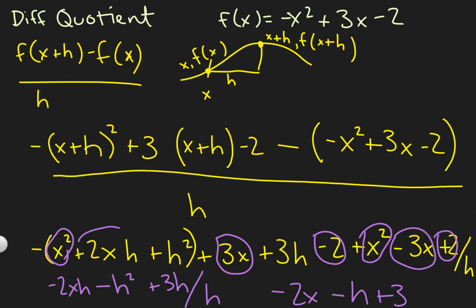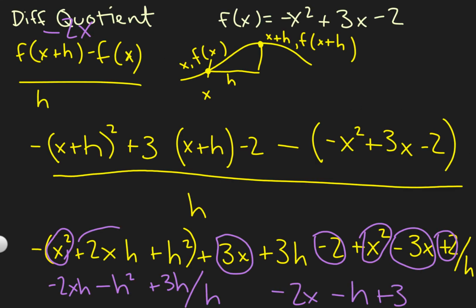Putting this in some kind of order. When you're putting a polynomial in order, you want to choose one variable. Typically our input is x, so we're going to put it in order of the x, which means we're going to have negative 2x plus 3 minus h. So that's your difference quotient.